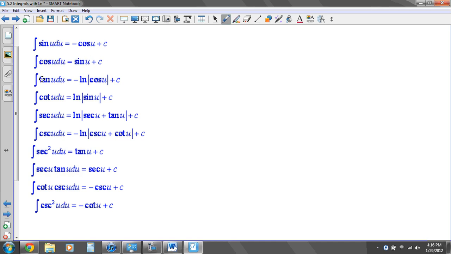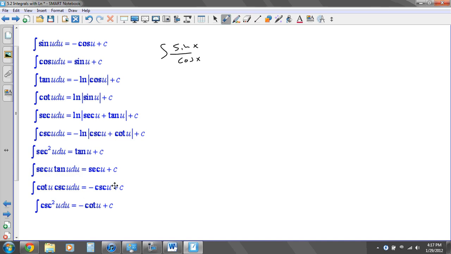Now you could actually do this one by turning tangent into sine over cosine and having cosine be your u, and then you'd have negative du, and you'd end up with the integral of tangent being the negative natural log of the absolute value of cosine. Okay, cotangent would be very similar. There's kind of a trick that they do to get secant and cosecant, and they go through that in your book. But here's the rule for integrating secant and cosecant. And then these are some other ones that you should know from your derivative rules. The derivative of tangent is this, so the integral of this is tangent, and same for these.